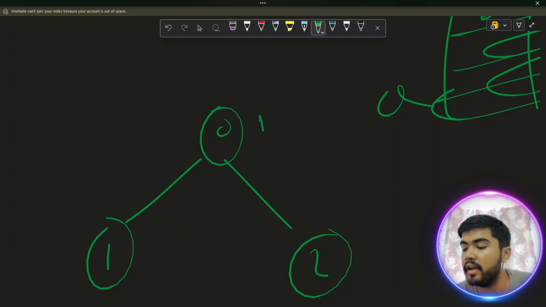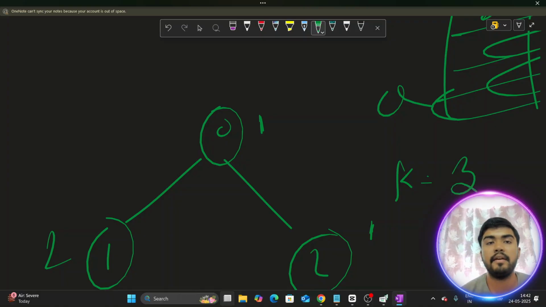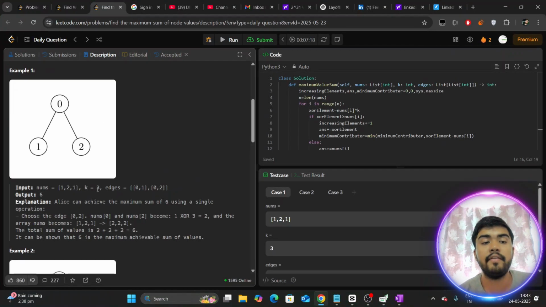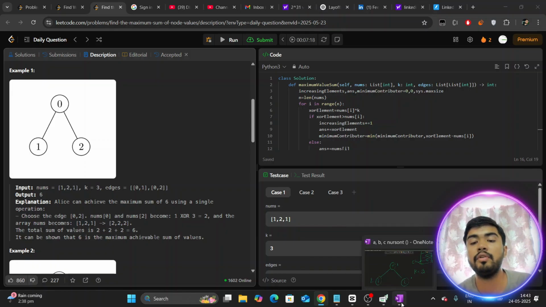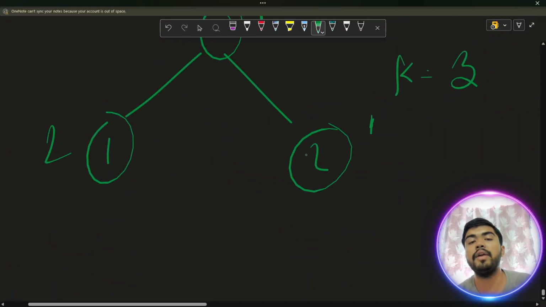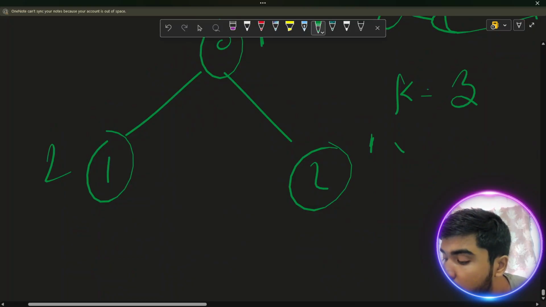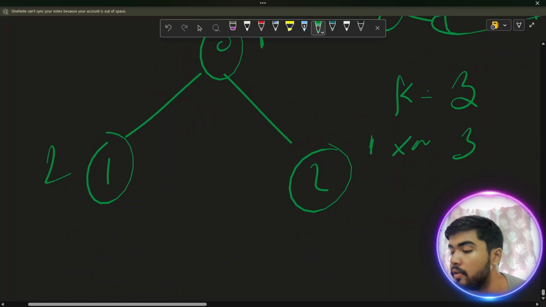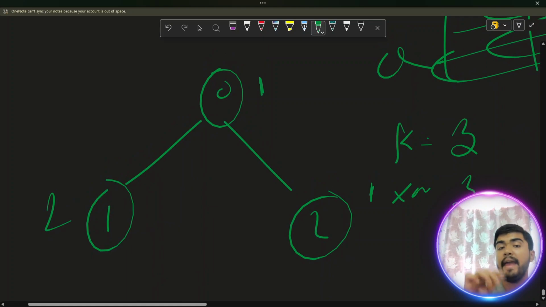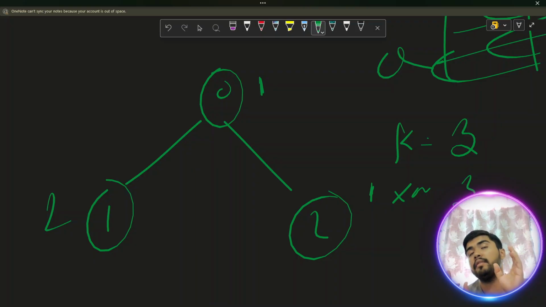This node is holding the value 1, this node is holding 2, and this node is holding the value 1 again. The k they have given to us is 3, I guess. Let me check it. Yes, k is 3. So what we can do is XOR them with 3. But which nodes do we have to XOR? We are allowed to choose an edge. So for an edge, how many nodes?